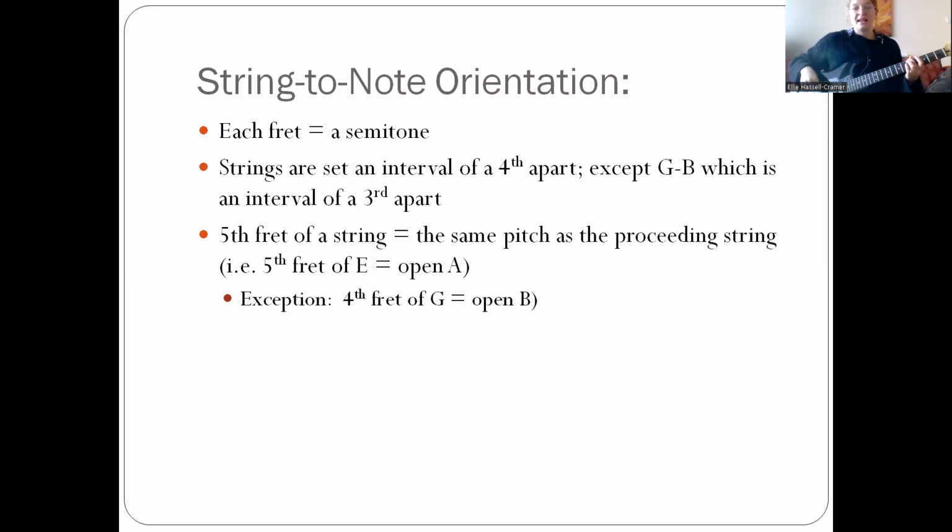For example, if you play E on the fifth fret, it equals open A. A on the fifth fret would equal open D, and so on and so forth, with the exception of the fourth fret of G equaling open B.